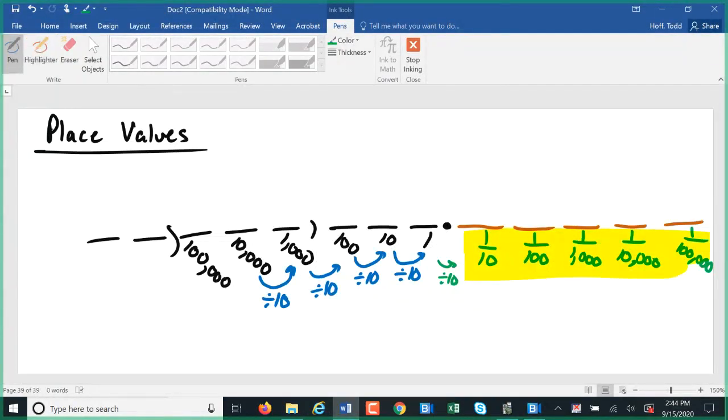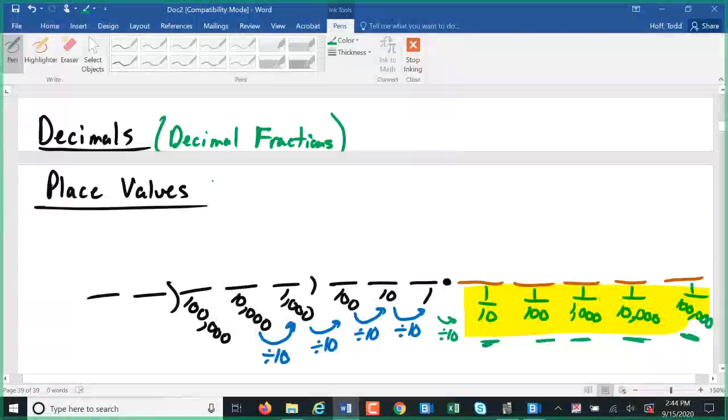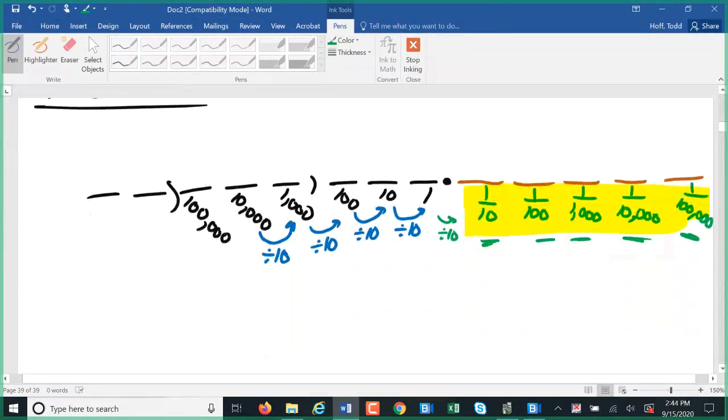Well, you might be looking at these place values here and thinking, those look suspiciously like fractions. Well, that's all that decimals really are. In fact, many textbooks refer to them as decimal fractions. They are nothing more than fractions that have very specific denominators. In our number system, those are denominators that are powers of 10: 10, 100, and so on.